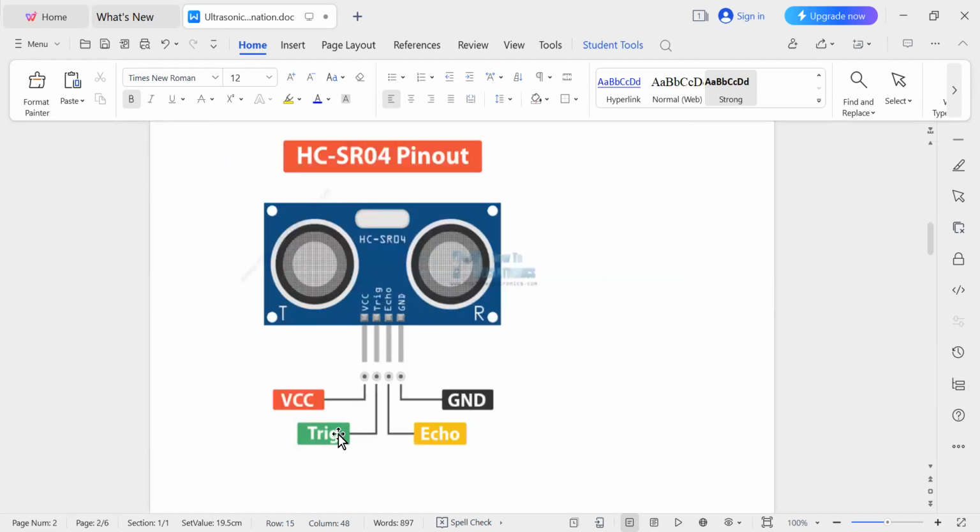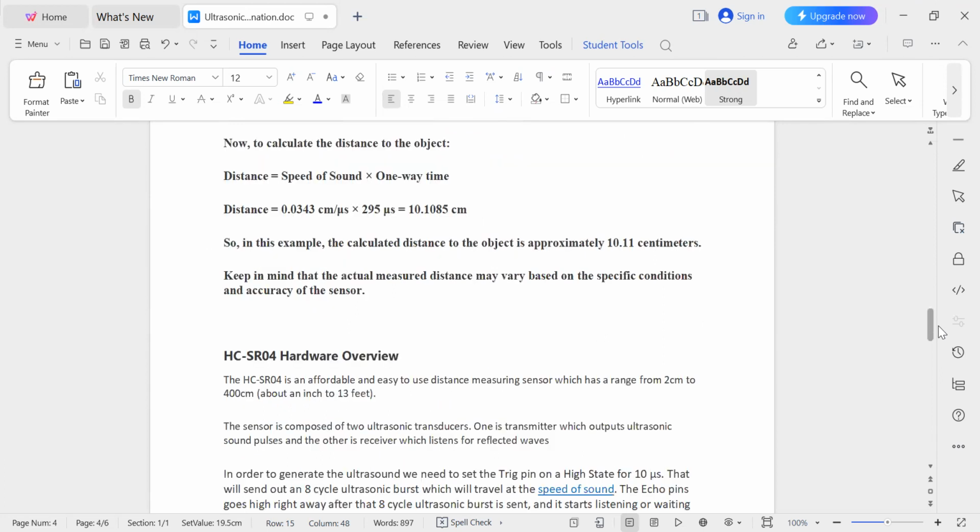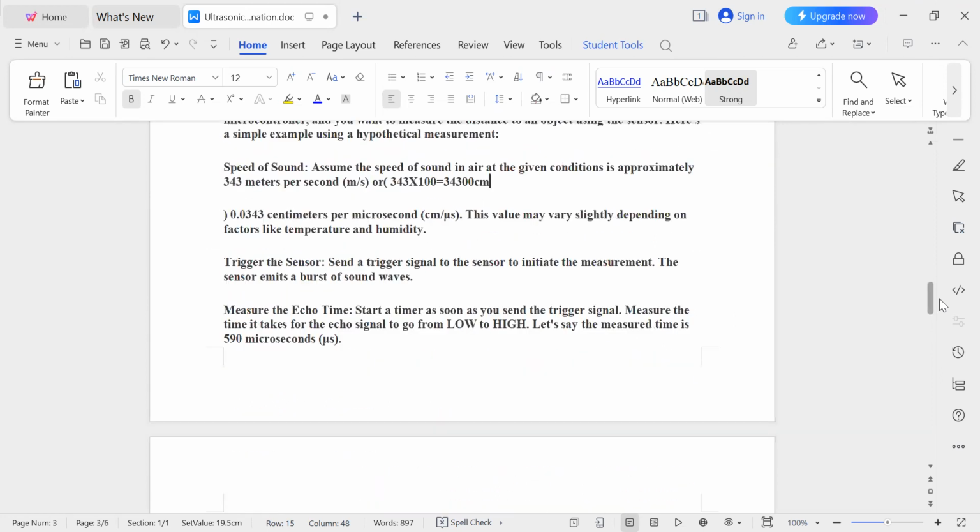So when I give a signal to the trigger pin, it will start emitting the sound waves. So that is the meaning of send a trigger signal to the sensor to initiate the measurement. Then the sensor emits a burst of sound waves. When it emits the sound waves, to measure the echo signal, when it starts emitting the first pulse, you should start a timer.